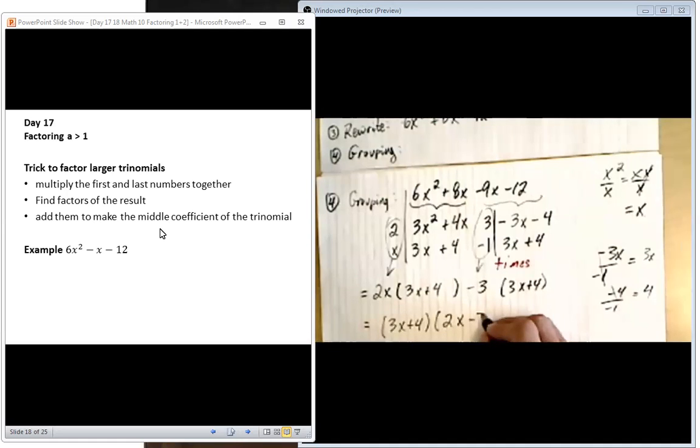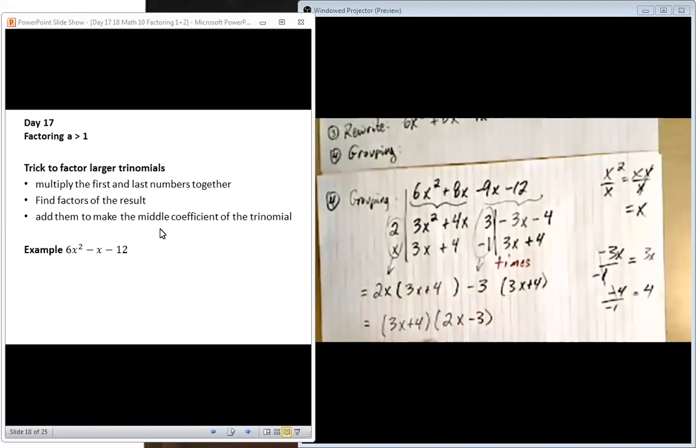2x minus 3, like that, right? 3x plus 4 from both. 2x minus 3 for what's left there. Yeah, pretty sophisticated, eh? Remember what we did the first day?